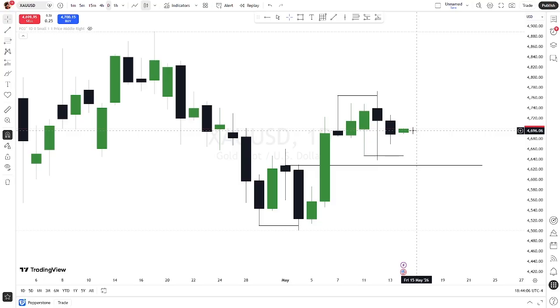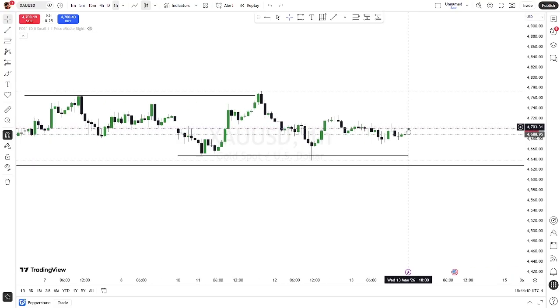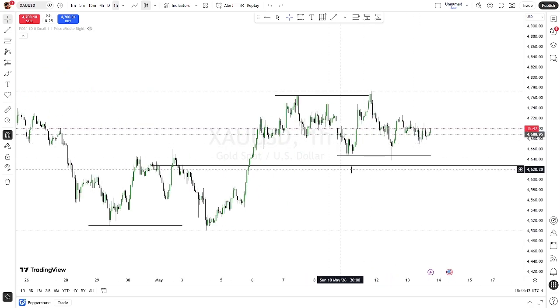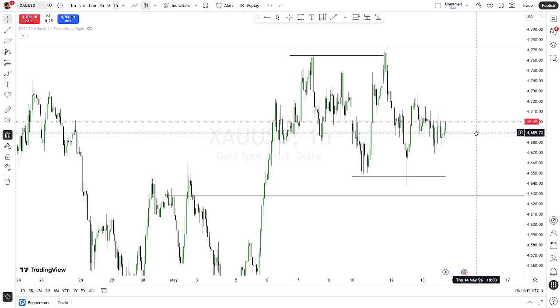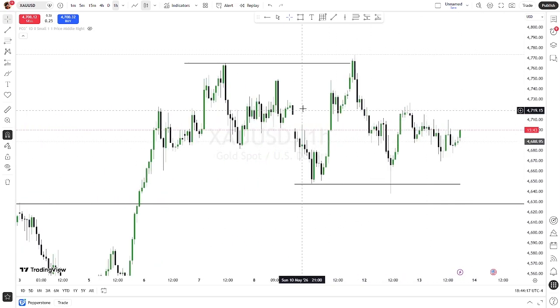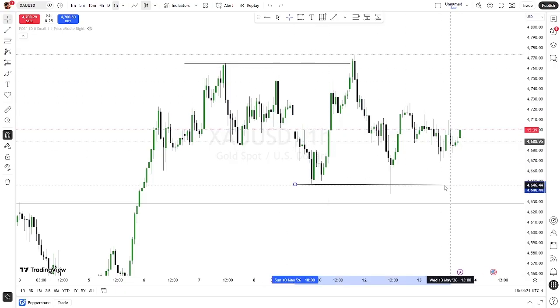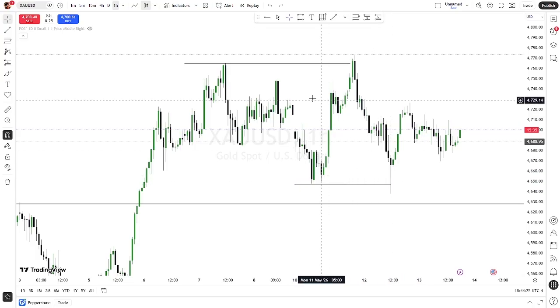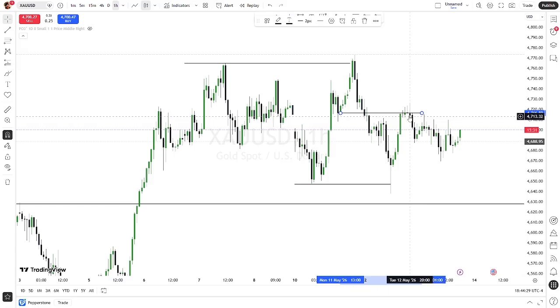Let us just go to the 1 hour so that we get a clearer picture on what was happening. So we can see now that we have our buy side liquidity and our sell side liquidity. Now they were both taken, and we both ended up having beautiful order blocks on both sides. We had this order block over here, and then we also had this order block over here.